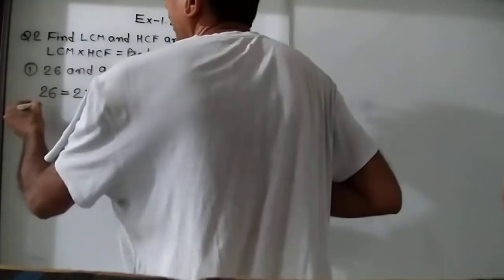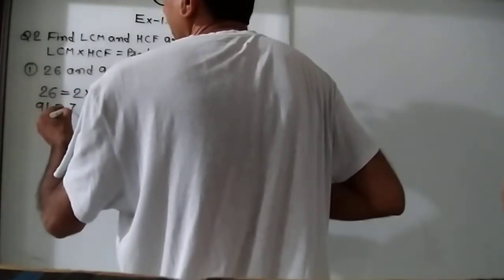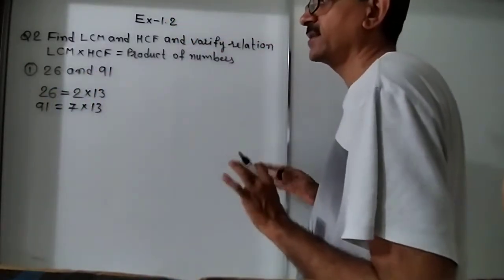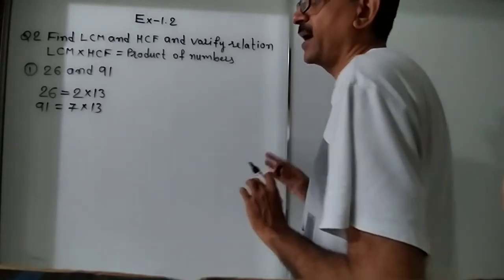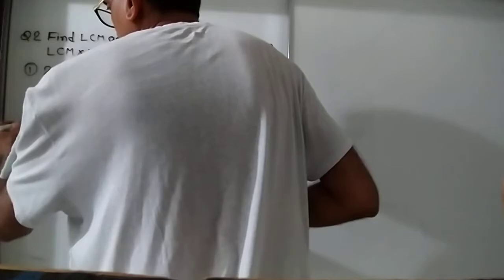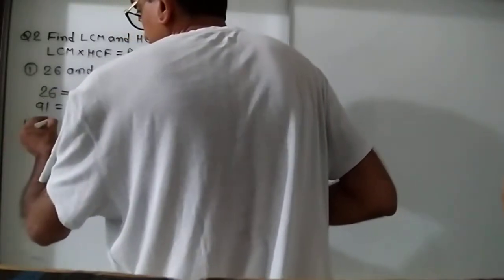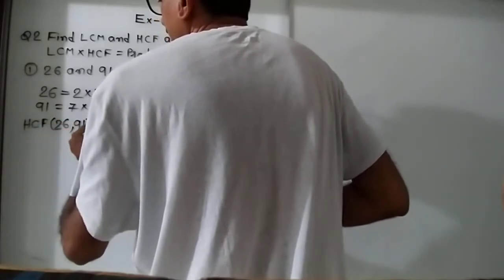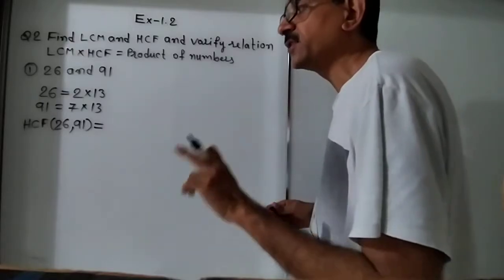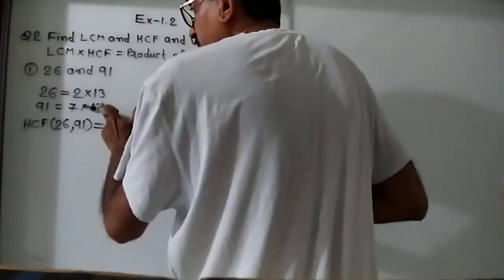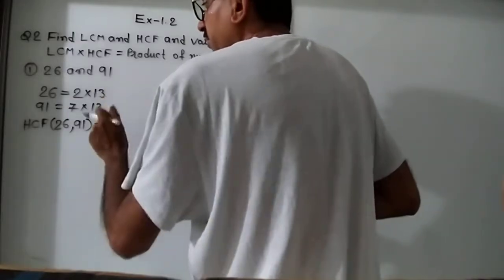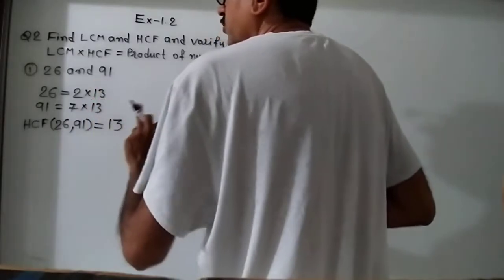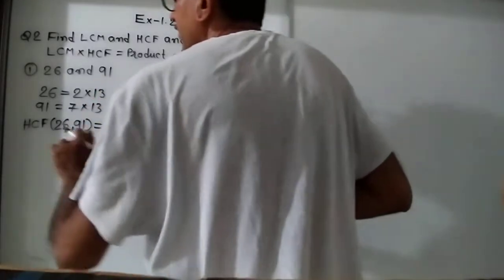26 is 2 into 13, and 91 is 7 into 13. So we can factorize 26 and 91 into their prime factors. Let's first decide the HCF of 26 and 91. Which factor decides the HCF? Common with least power. Common is 13. Here power 1, here power 1. So the HCF of 26 and 91 is 13.